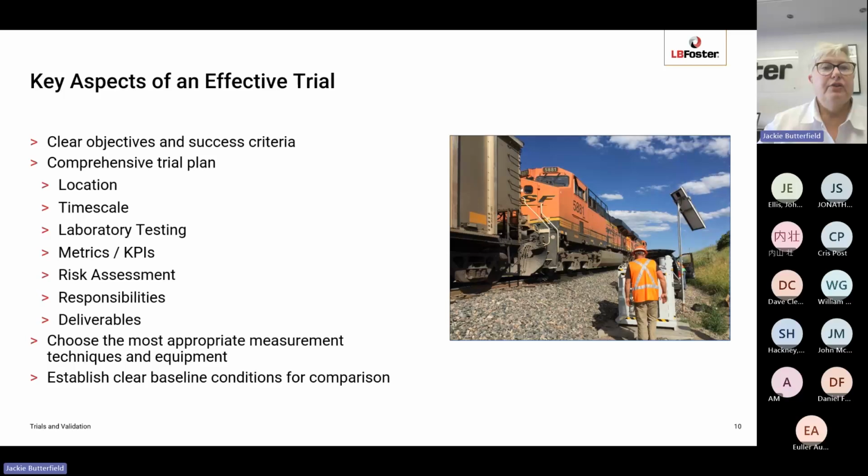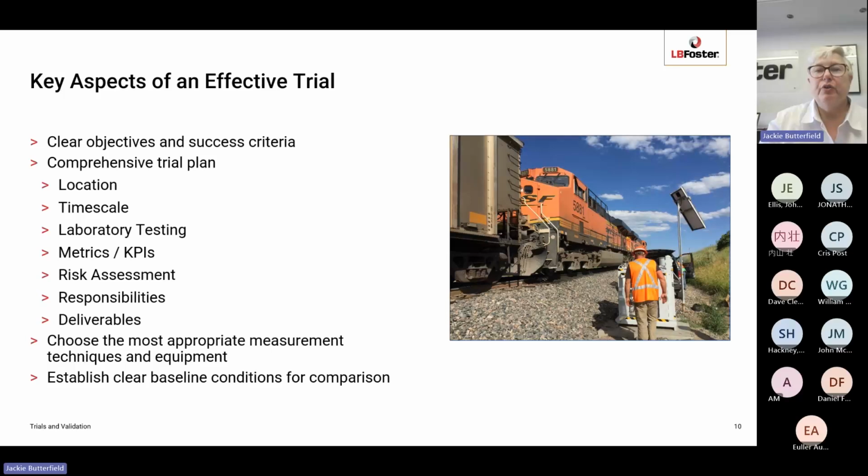What are the outcomes that you are looking for, and how will you determine whether this trial is successful or not? So there should always be a trial plan, which clearly sets out the scope and the details of the trial. This should include details of the trial location, if it's a trackside trial, or the details of the specific rolling stock or vehicles, if it's an onboard technology, and also the route that those vehicles will take.